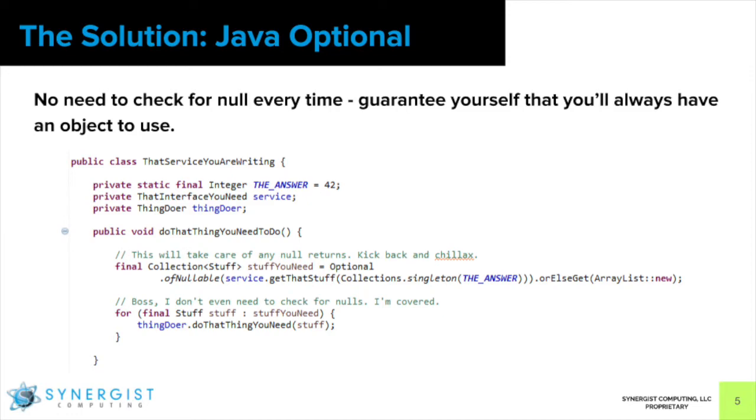Instead of getting the result, comparing it to null, and then deciding to operate over it across multiple lines of code, we can consolidate our retrieval and null checks into one line, as well as provide an alternative answer in the event that we do get a null back. In our example here, you can see that we wrap the call to getThatStuff in an Optional.ofNullable call, and follow up with an orElseGet call of new ArrayList.